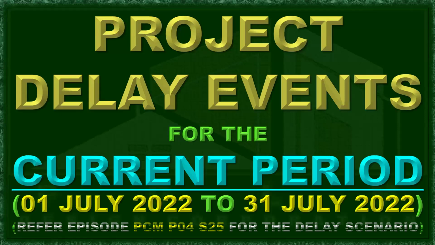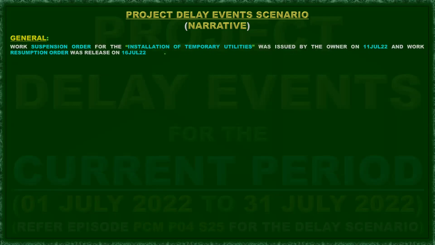Okay, project delay events for the current period. Now let's take a look if there are delay events for the current period from July 1 to July 31, 2022. Project delay event scenario. Here are our assumptions for our exercise. General: a work suspension order for the installation of temporary utilities was issued by the owner on 11 July 2022, and the work resumption order was released on 16 July 2022.